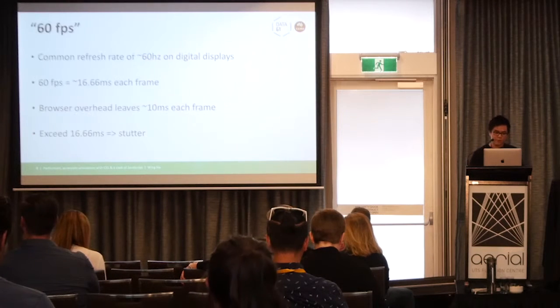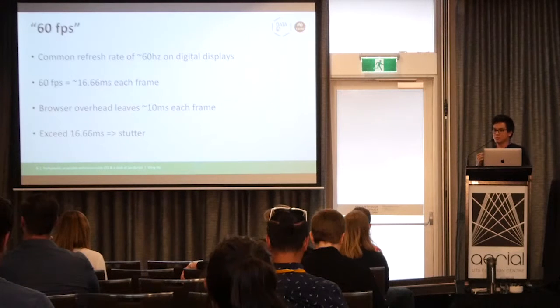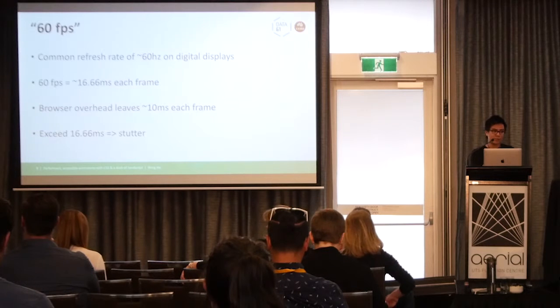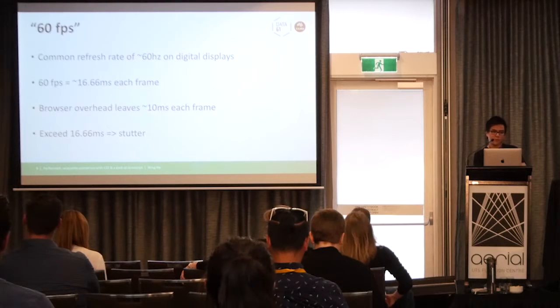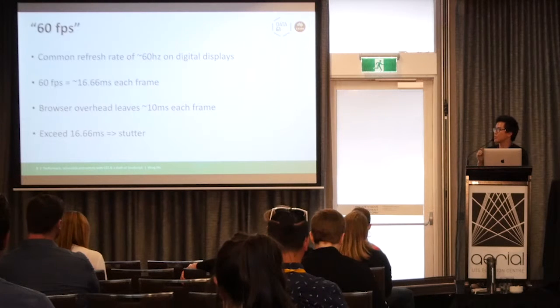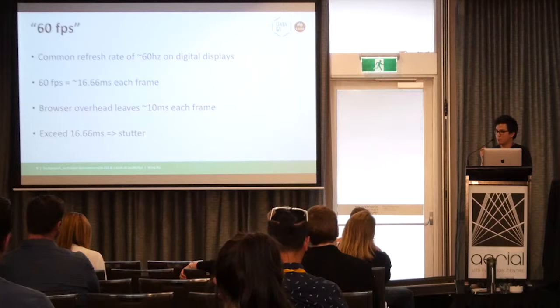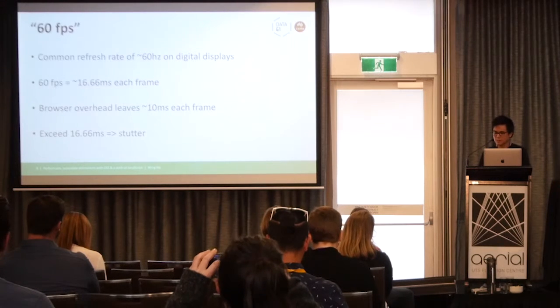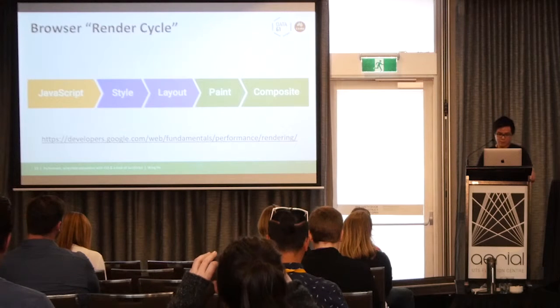And so if we're trying to update the screen 60 times a second, that leaves us with only 16 milliseconds to render out each frame. And if we take browser overhead into account, we actually have about 10 milliseconds to calculate every single frame. And as soon as we exceed this 16 milliseconds, we'll actually have visible stutter in our UI. And that's not something that we want.